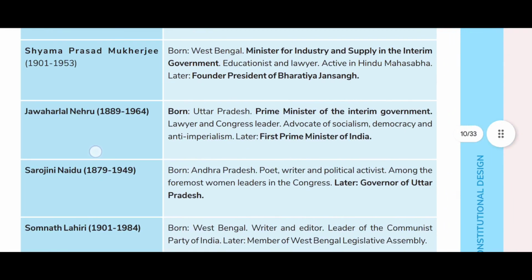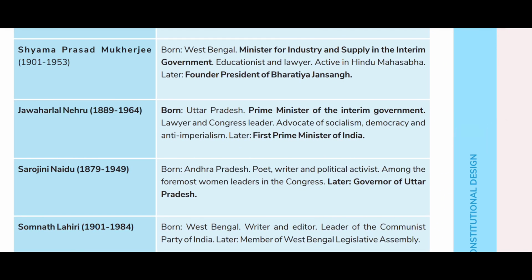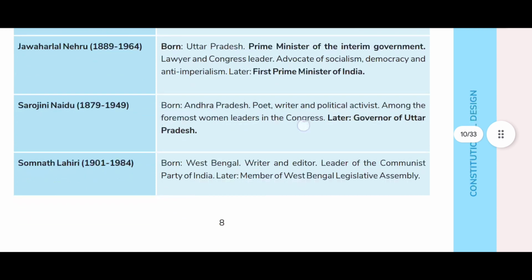Jawaharlal Nehru, born in 1889 and died in 1964. He was born in Uttar Pradesh. He became the Prime Minister of the interim government. He was a lawyer and a Congress leader. He was an advocate of socialism, democracy and anti-imperialism. Later he became the first Prime Minister of India.